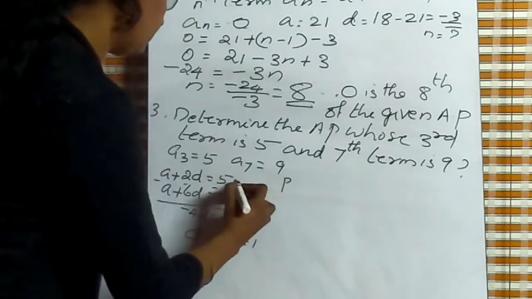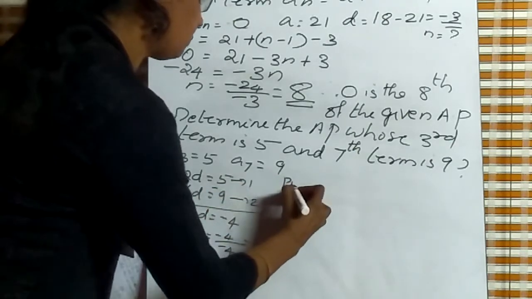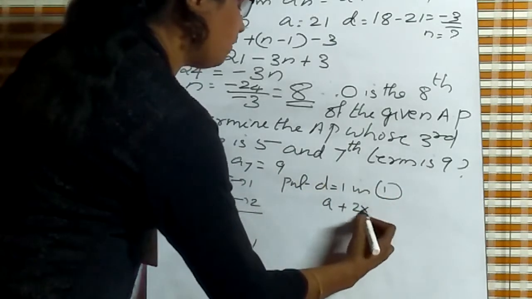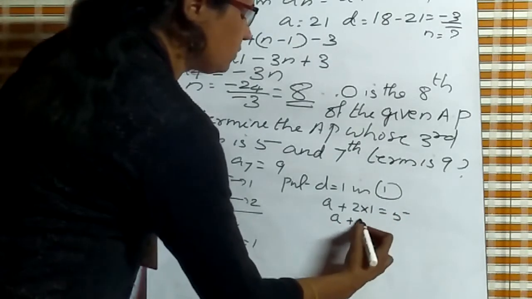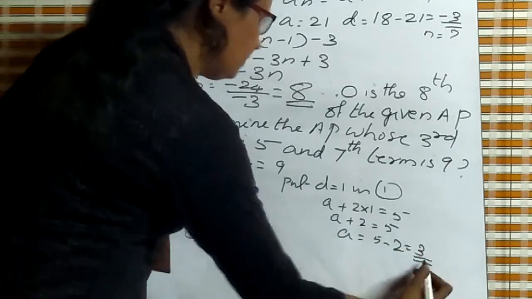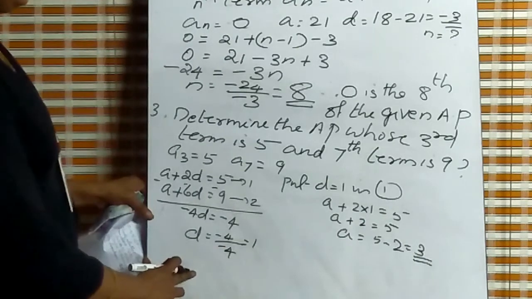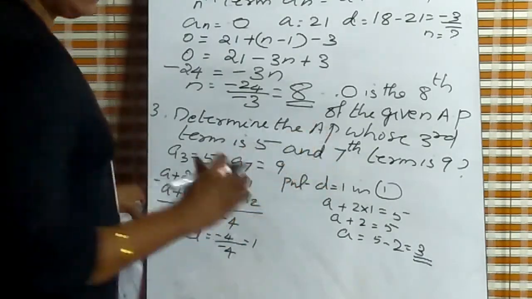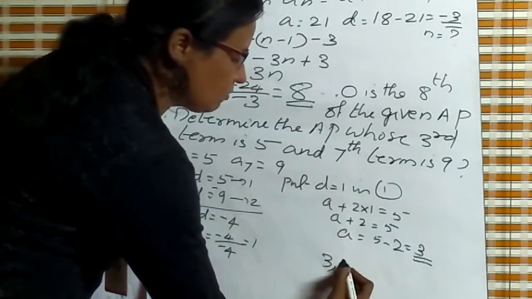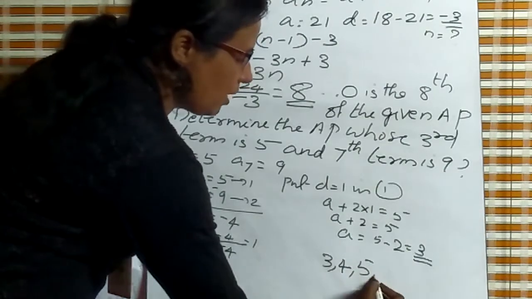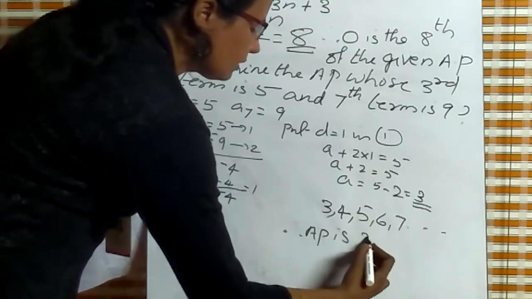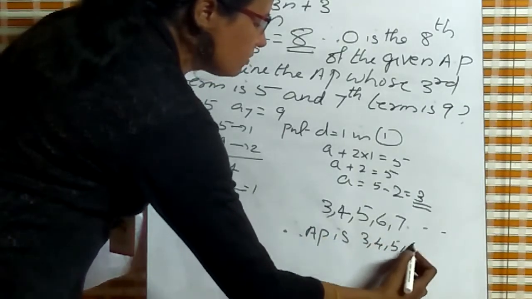Therefore, take equation 1 and put D is equal to 1 in 1. A plus 2 into 1 is equal to 5. A plus 2 is equal to 5. A equals 5 minus 2 is equal to 3. So, A equals 3, D equals 1. What is the first term? 3. D is 1, so the next term is 3 plus 1, 4. Next terms 5, 6, 7, etc. Therefore, the AP is 3, 4, 5, 6, 7, etc.